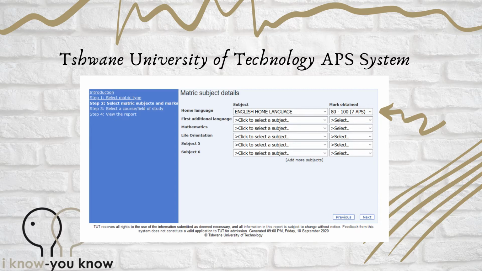And then in terms of the mark obtained, you would just let them know what mark you got. So between 80 and 100, between 70 and 80, between 60 and 70, etc. And you will realize that that mark corresponds to a certain APS. So this APS basically corresponds to the levels you would see on your school report, where 80 to 100 is a level 7, 70 to 80 is a level 6, etc. So that's how they calculate the APS.